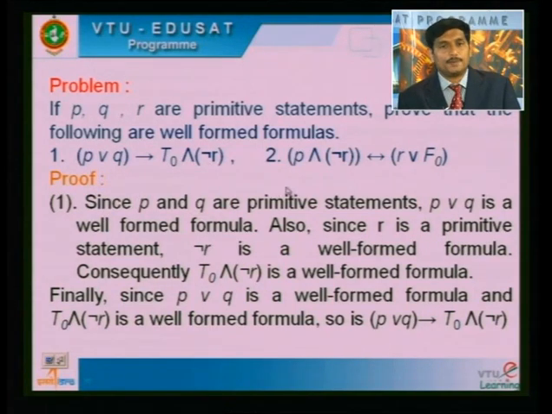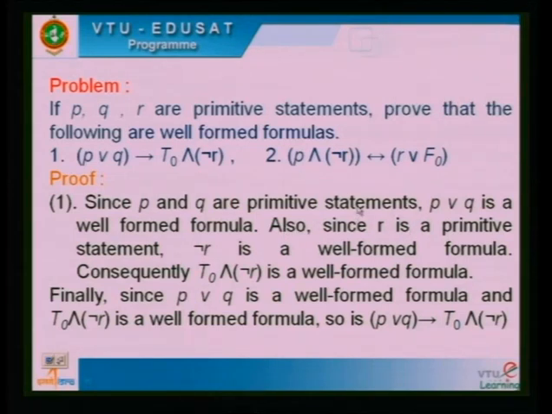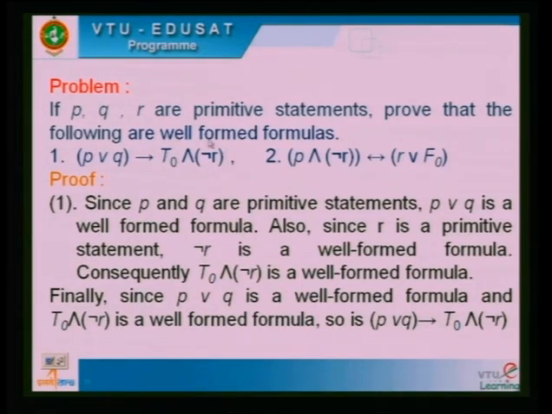Here P and Q are primitive statements. We know that P or Q is a well-formed formula. Also, R is a primitive statement, so negation of R is a well-formed formula. Consequently, this formula is again a well-formed formula.